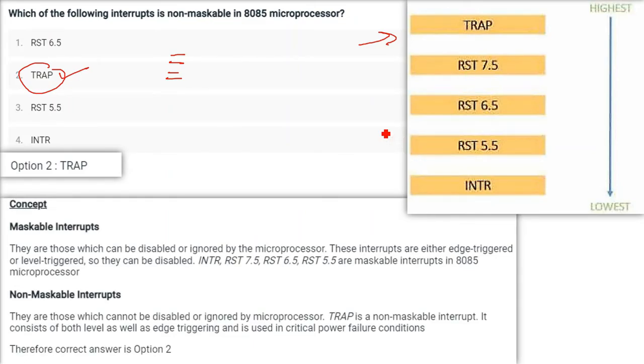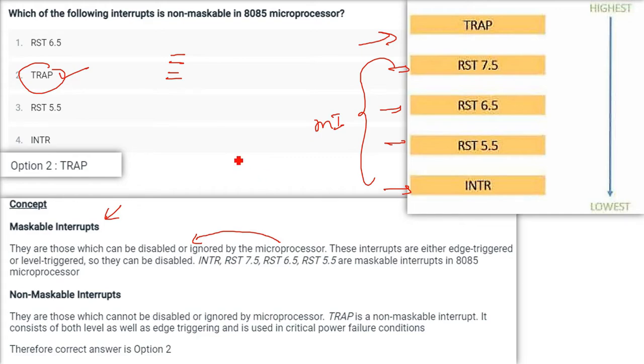So let me tell you again, there are maskable interrupts and non-maskable interrupts. Maskable interrupts are those which can be disabled or ignored by the microprocessor. These interrupts can either be edge triggered or level triggered, so they can be disabled. INTR, RST 7.5, 6.5, 5.5 are maskable interrupts in 8085 microprocessor.